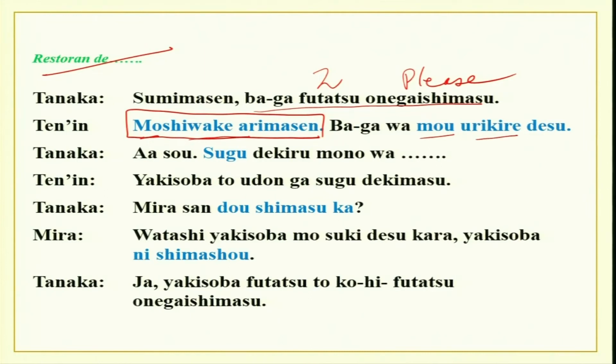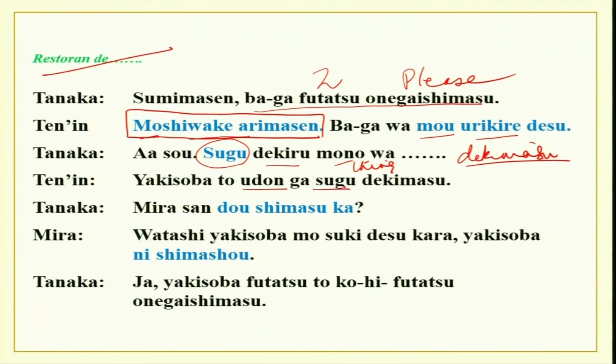All sold out. So sugu dekiru mono wa, sugu is immediately. Dekiru, you have done dekimasu, which can be made. Mono is thing, wa, and he leaves it incomplete. So the teinin says, yakisoba to udon ga sugu dekimasu.